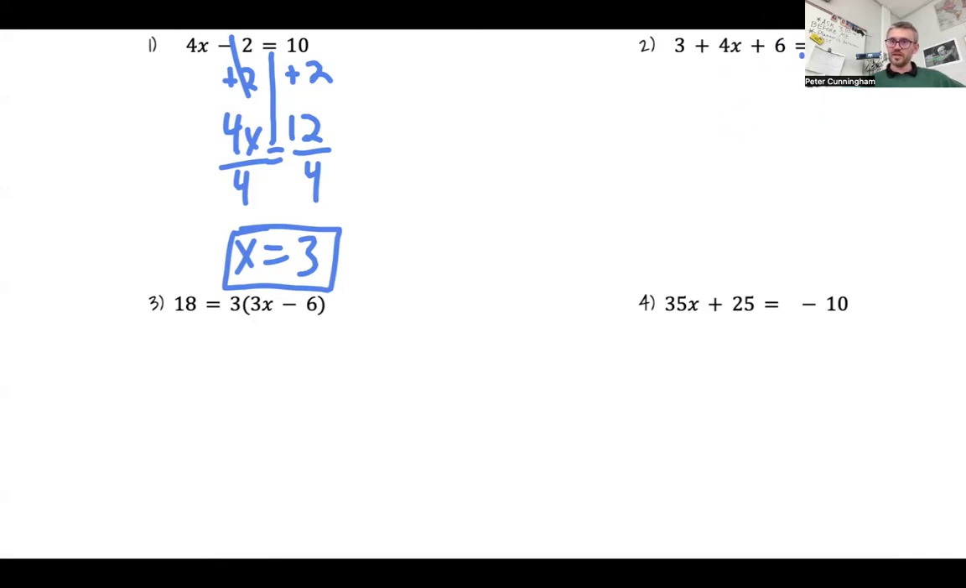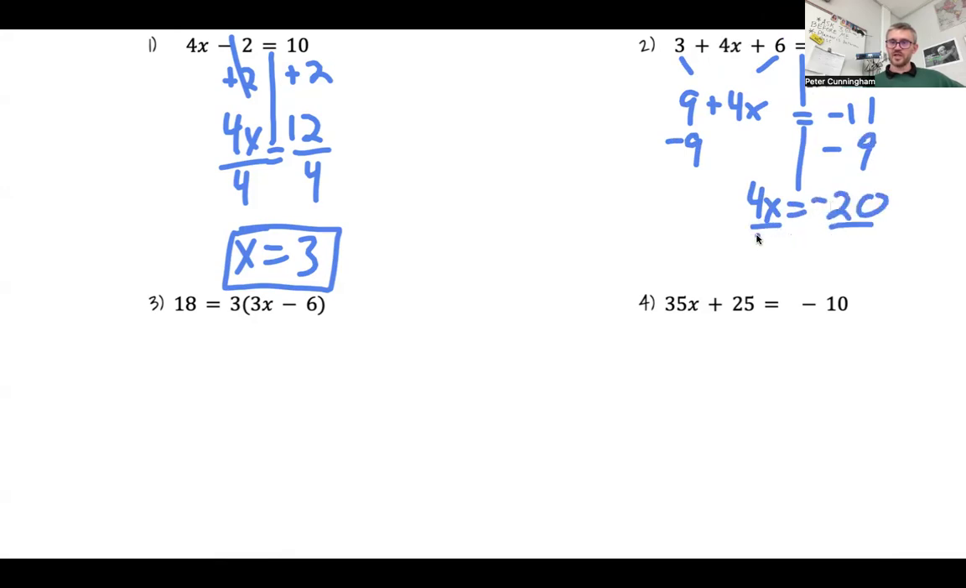On this side, I would suggest combining 6 and 3 to make 9 plus 4x on this side equals -11. What's keeping x from being alone? Well, the 9 is. Let's get rid of it by subtracting. We have 4x equals -11 minus 9, which is -20. Divide both sides by 4 because that's what's keeping x from being alone. X equals -5.